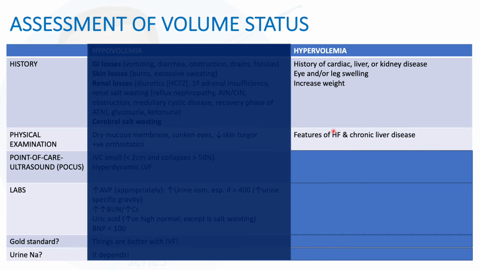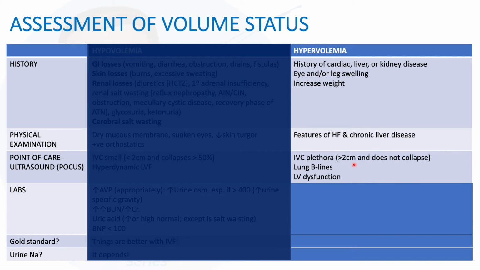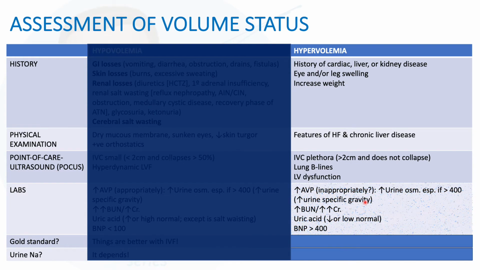On examination, there are a lot of physical signs to look at. You look for features of CHF, heart failure, and features of liver disease and kidney disease. And then point of care ultrasound also: if you have a large IVC, more than 2 centimeters, especially if it's not collapsible, if you have multiple bilateral B lines or left ventricular dysfunction, all this also suggests hypervolemia as a cause of hyponatremia.